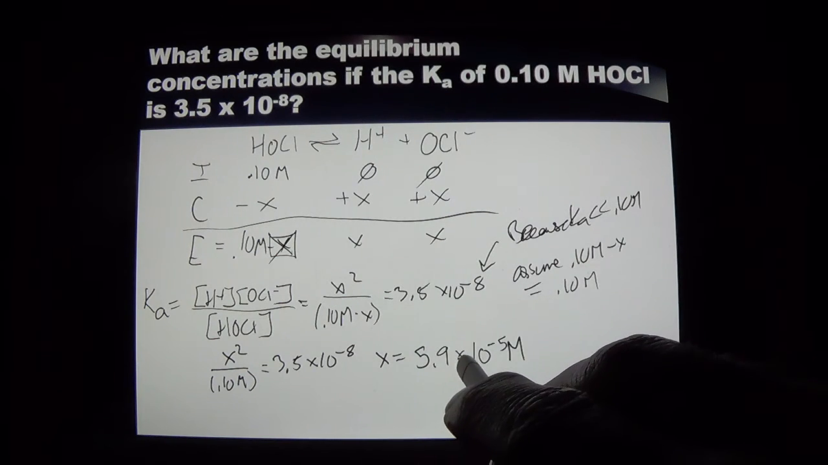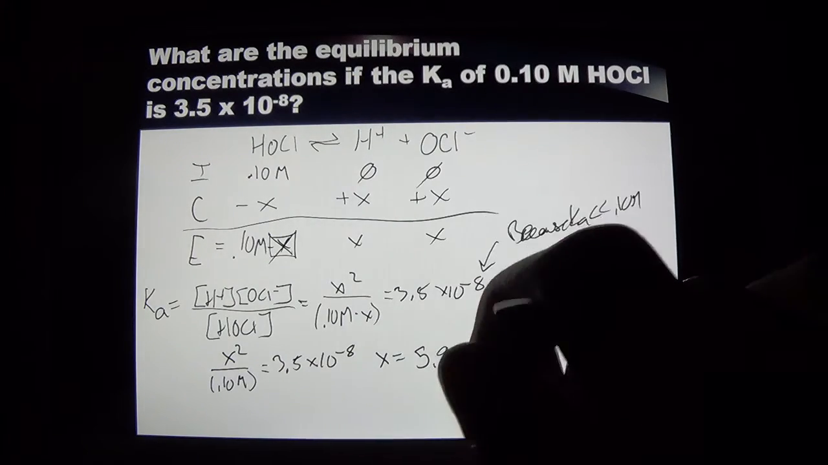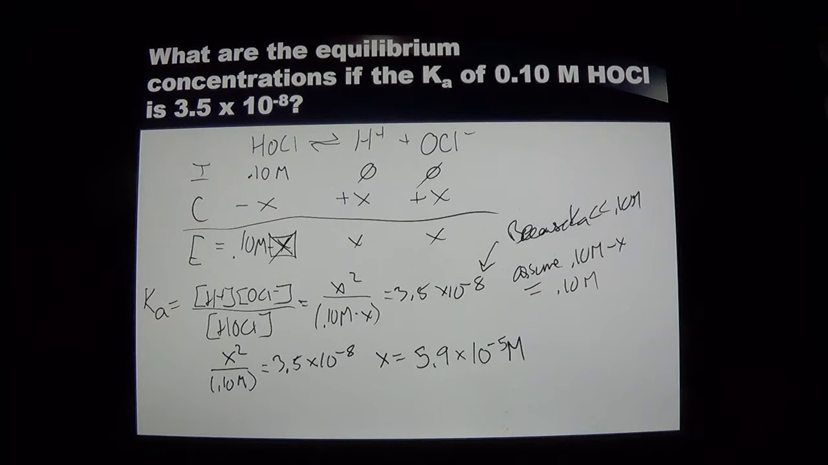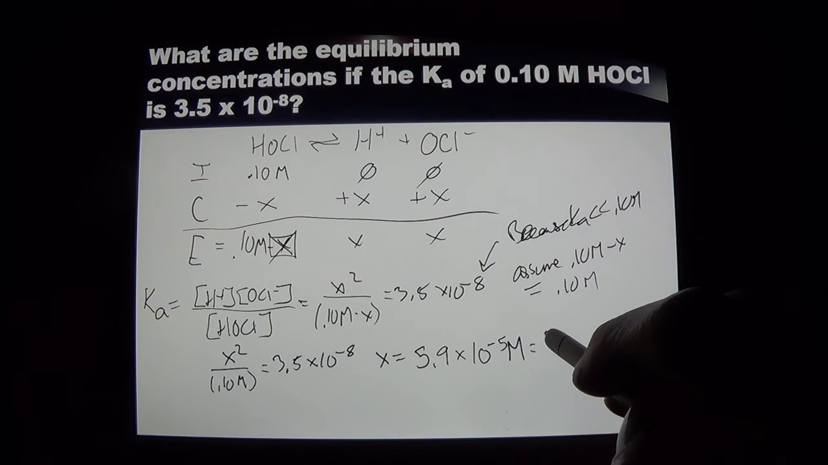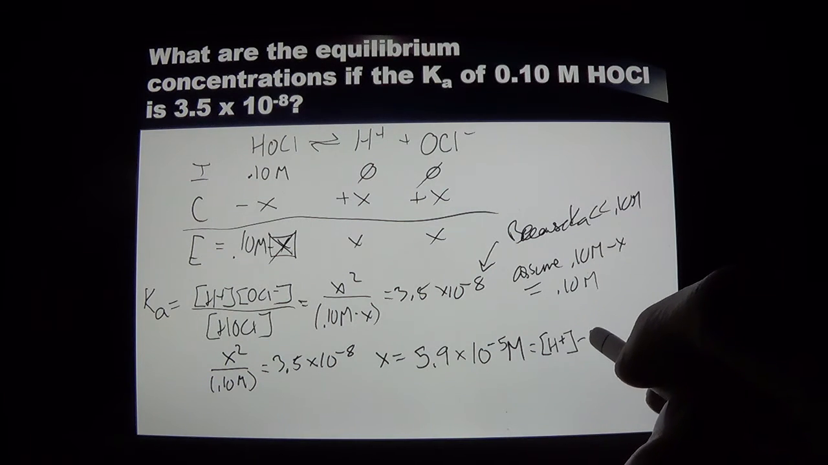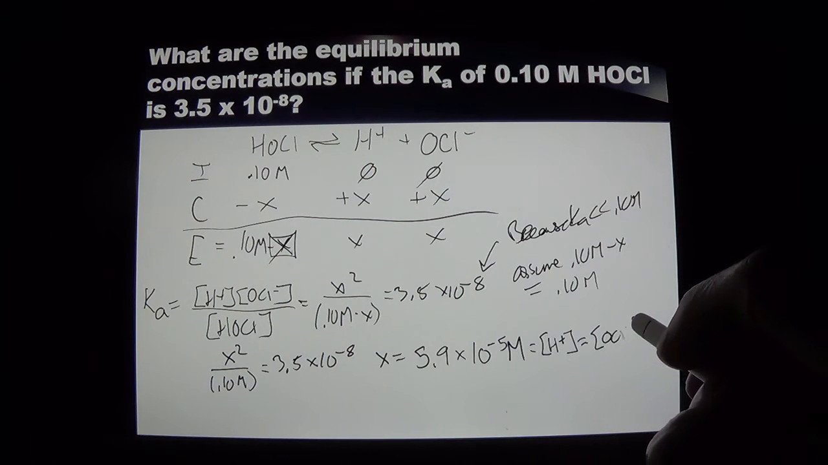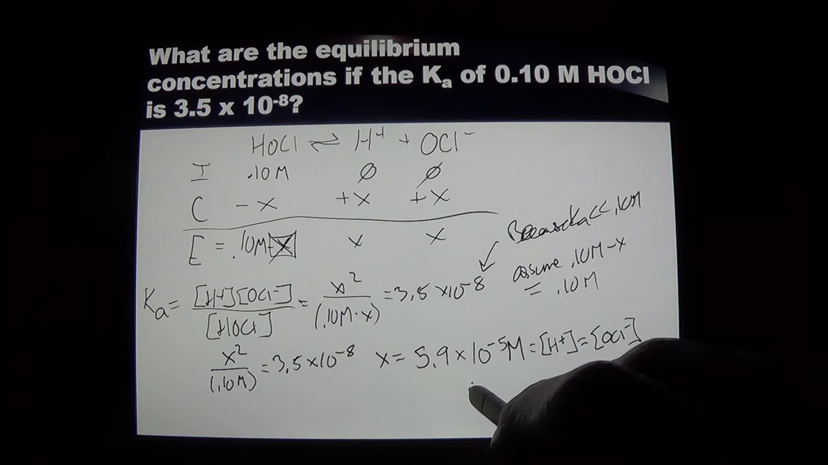So now I have what X is. What would answer the question? What are the equilibrium concentrations? So I want the equilibrium concentrations of everything. Well, this concentration equals the concentration of H plus and equals the concentration of OCl minus, which is probably what we in pre-AP wrote as ClO minus, the same thing.